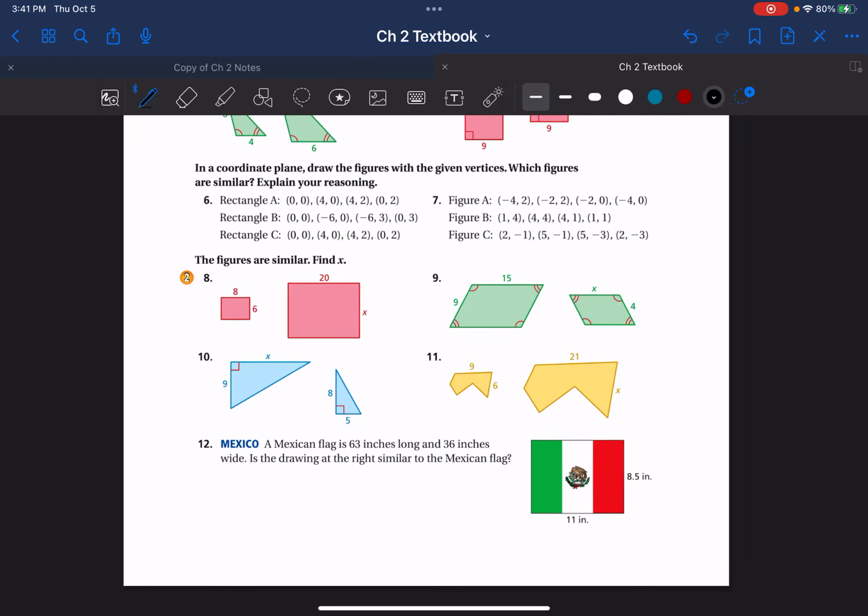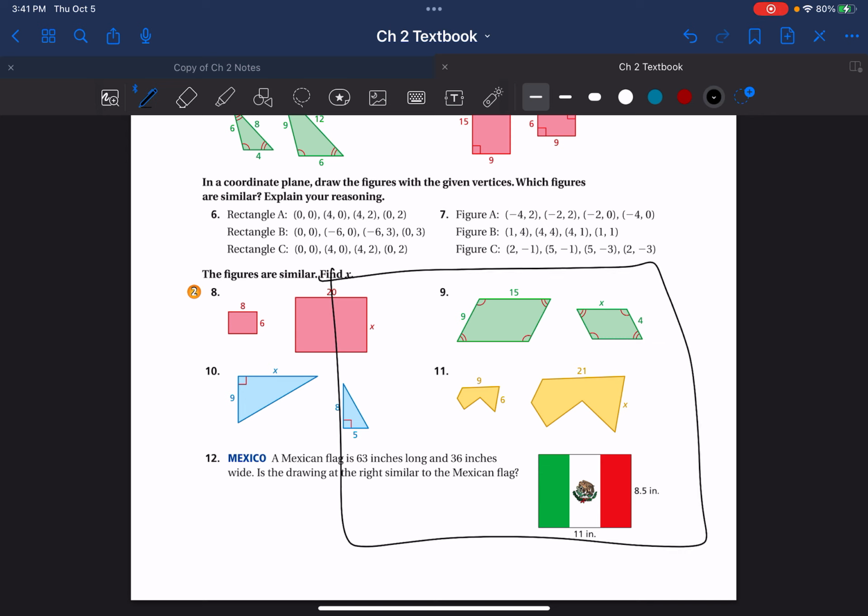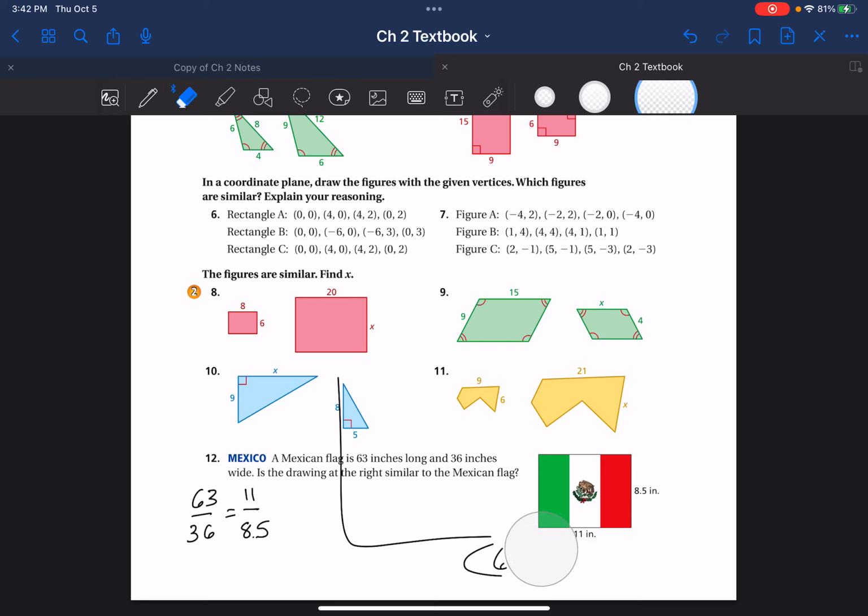So what I want you to envision is, let's say I've got the real flag. Okay, got real flag. It is 63 inches long and 36 inches wide. Are they similar? The best way to solve this is to set up proportions. I can say 63 is to 36. Now remember, I'm starting on the big side, and then I made the little side be the denominator, so I'm going to do the same thing with the drawing. Is to 11 is to 8.5. Okay, now that we've set up the proportions, let me erase my giant flag that's taking over this page.